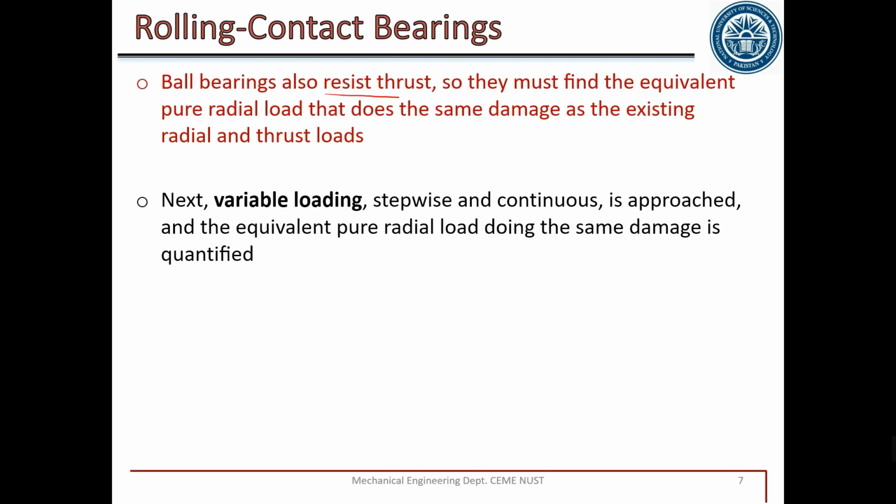But there is a way to convert the axial load in terms of radial load, and at the end we will be having only a radial element load on the bearing, and with reference to that load we can select a bearing from the catalog. In the next section of the chapter, they have given us variable loading.